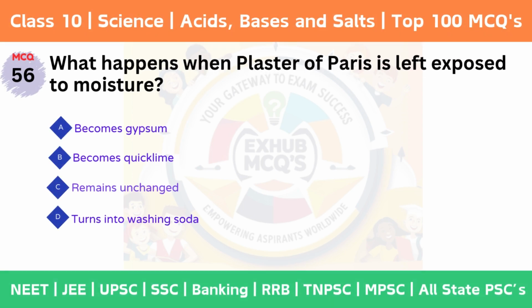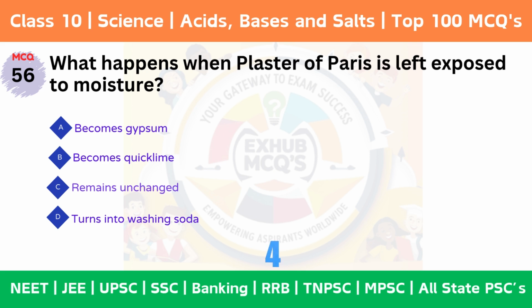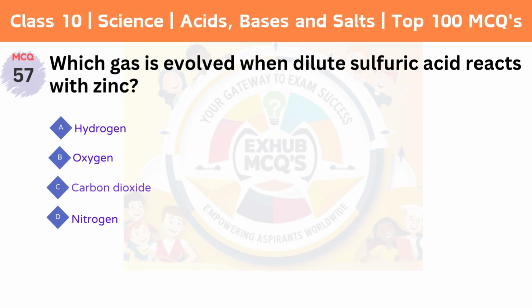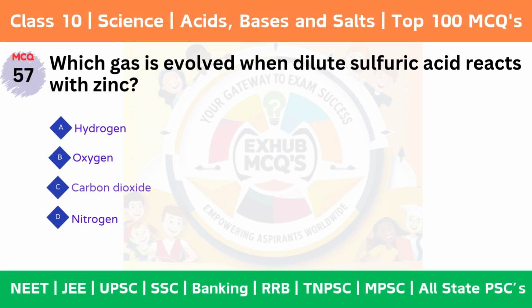MCQ 56. What happens when plaster of Paris is left exposed to moisture? Option A, becomes gypsum. Option B, becomes quicklime. Option C, remains unchanged. Option D, turns into washing soda. The correct answer is option A, becomes gypsum. Explanation. Plaster of Paris absorbs moisture from the air and gets converted into gypsum, CaSO4·2H2O, which is a hard solid.